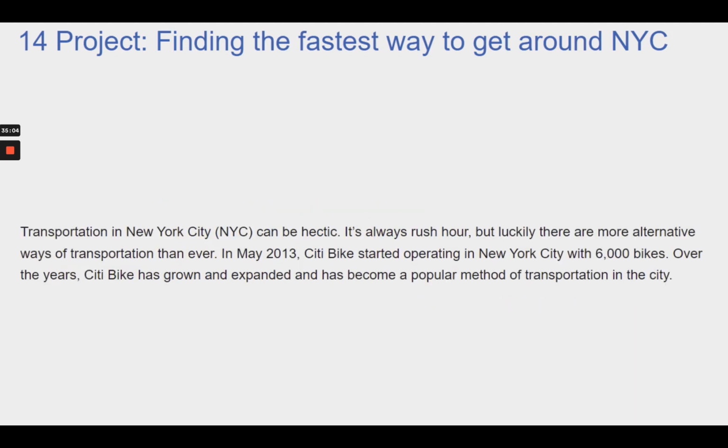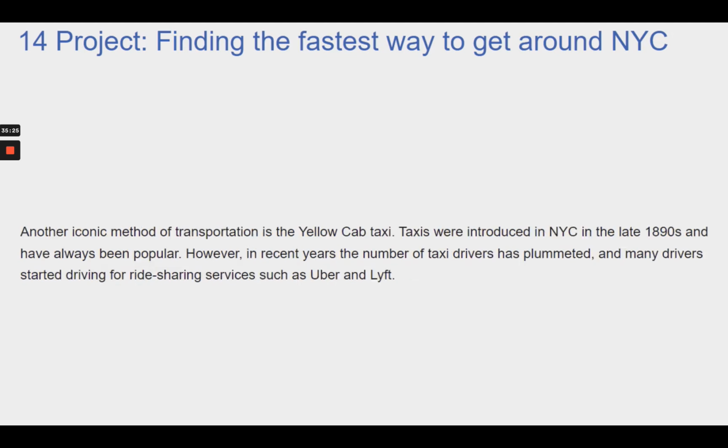Transportation in New York City, NYC, can be hectic. It's always rush hour, but luckily there are more alternative ways of transportation than ever. In May 2013, Citi Bike started operating in New York City with 6,000 bikes. Over the years, Citi Bike has grown and expanded and has become a popular method of transportation in the city. Another iconic method of transportation is the yellow cab taxi. Taxis were introduced in NYC in the late 1890s and have always been popular. However, in recent years, the number of taxi drivers has plummeted, and many drivers started driving for ride-sharing services such as Uber and Lyft.